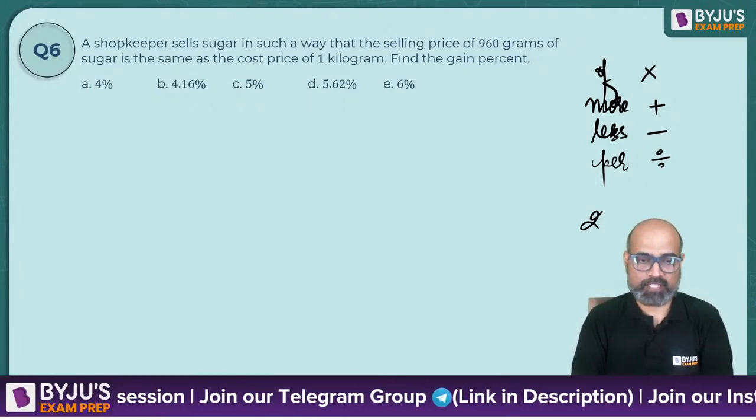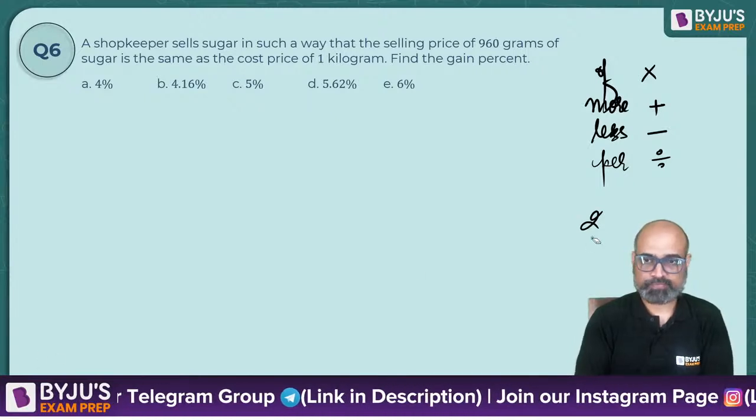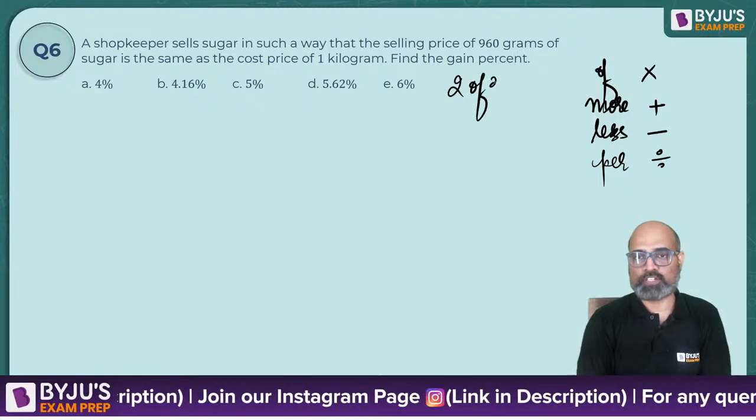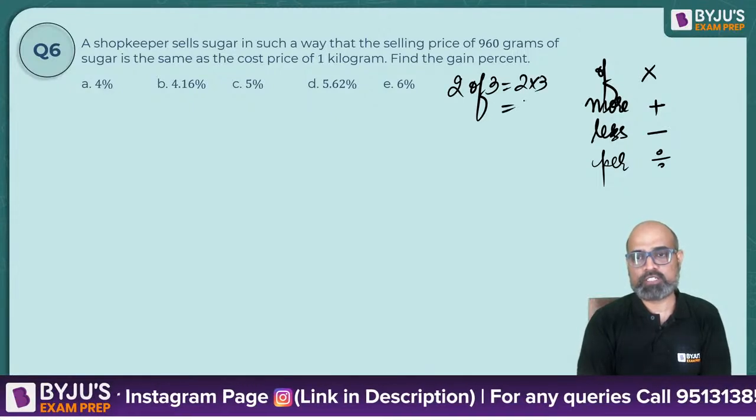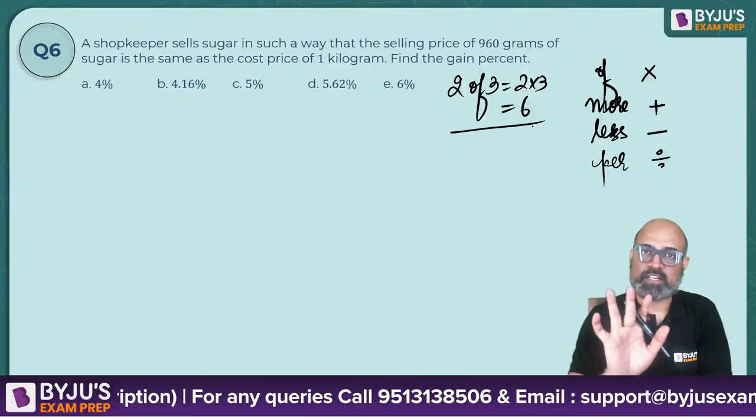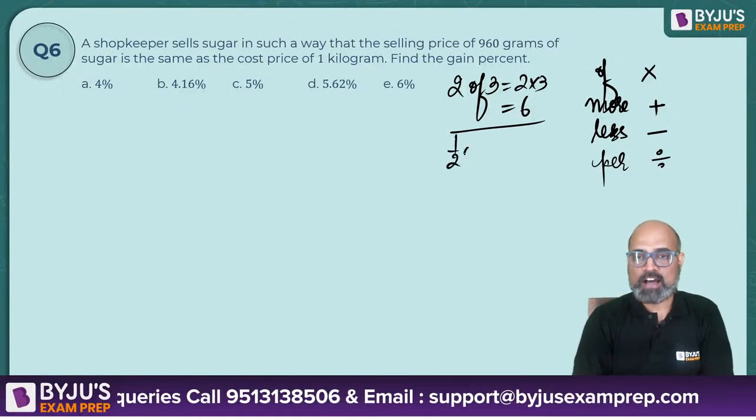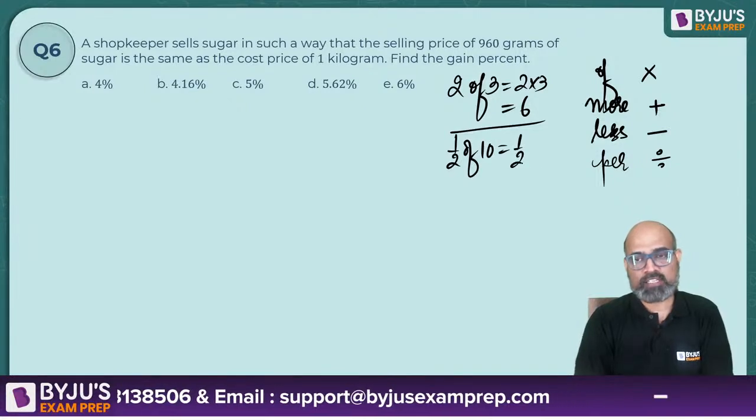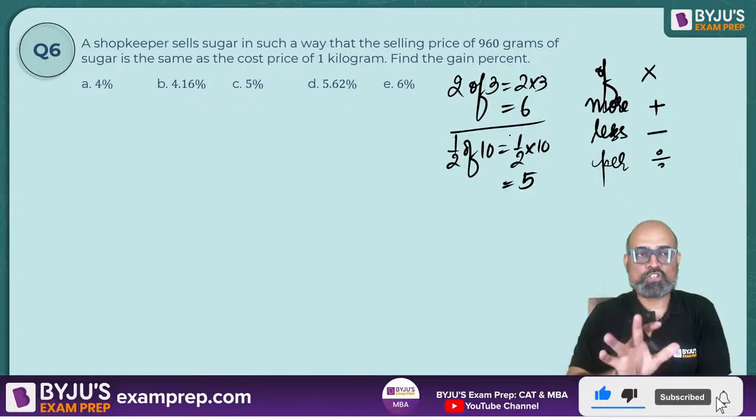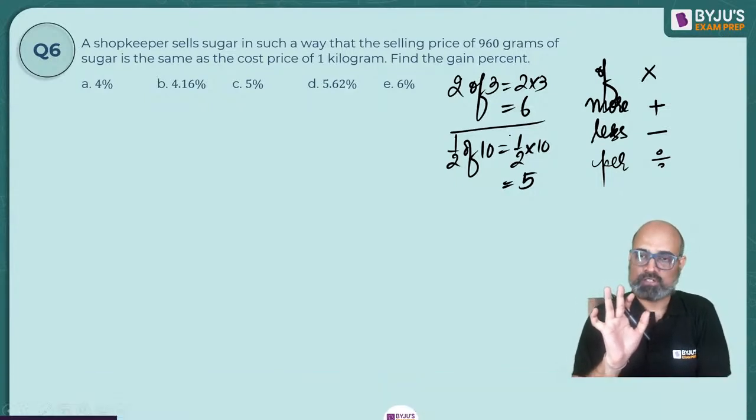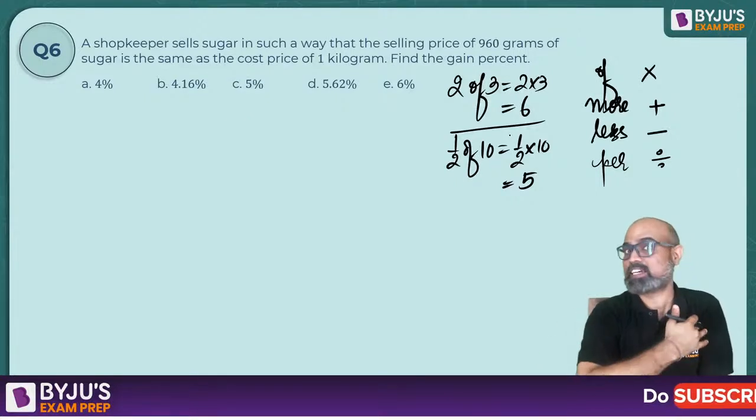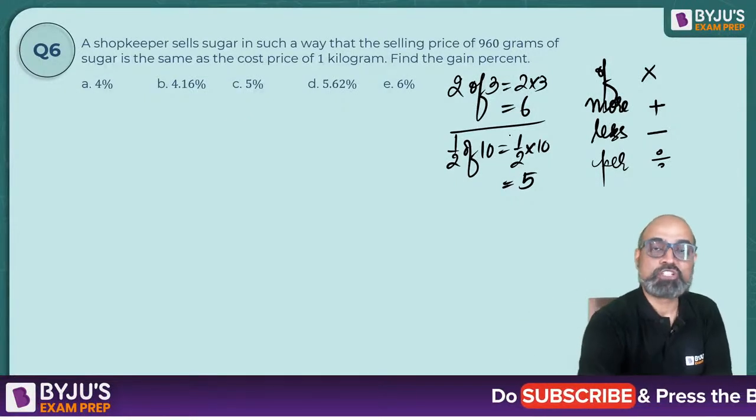Okay, 1 second. So suppose if you have 2 of 3, 2 of 3 का मतलब होता है 2 into 3, 6 होता है, यही होता है भाई. It's not 2 divided by 3, okay? Half of 10 is half into 10, 5 होता है. So off is always multiplication, okay? Now I'm going to use, see, this very simple thing that everybody is aware of to solve this question.